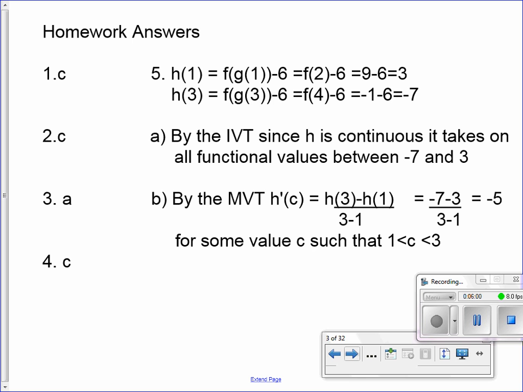And then in 5, they just gave you this chart, and they asked you, how do you know that h of r has to equal some value? And then they said, how do you know h prime of r has to equal some value? And we can go over that one if you'd like. Part B was the mean value theorem. If you got h of 3 minus h of 1 over 3 minus 1, you did get negative 5. So you know that the derivative has to equal negative 5 for some value of c between 1 and 3. Part B was what we were talking about now, but part A went back to the intermediate value theorem. We can look at that in a minute.